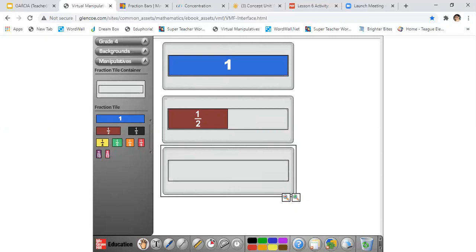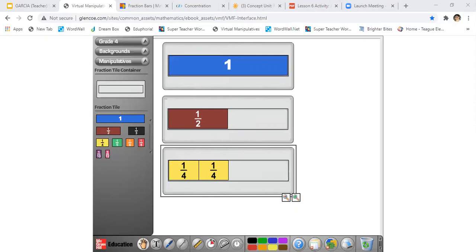Now my question is, what other fractions equal a half? Well, let me give you an example. If I was wanting to equal a half, I could do 2/4. I could take that 1/2 and cut it in half again, and I would get 2/4. These numbers are equal to a half. So I've got 1/2. That's also equal to 2/4.